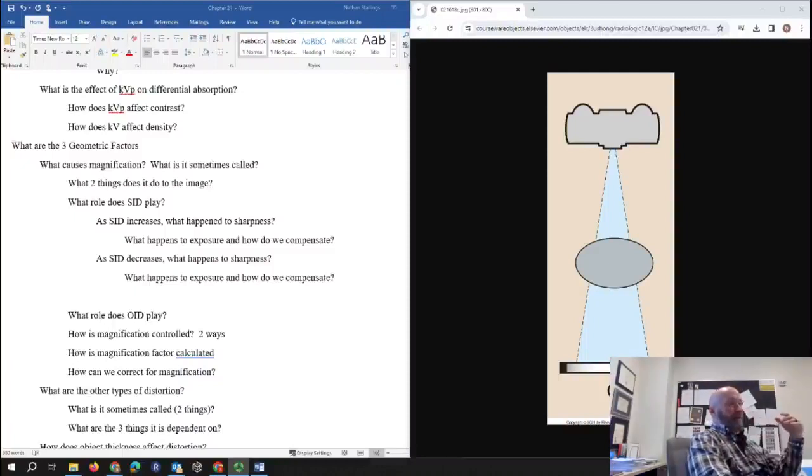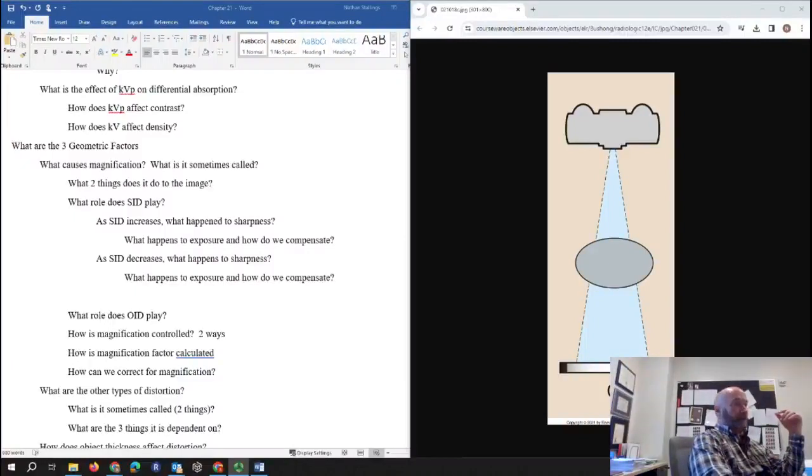So magnification factor is calculated two different ways: SID over SOD, or image size over object size. Remember that your object size is always going to be smaller than your image size. So magnification is always present. Your image size is always going to be larger than your object size, always. And how we correct for magnification is if we have an increase in OID, we're going to increase SID to compensate for that.